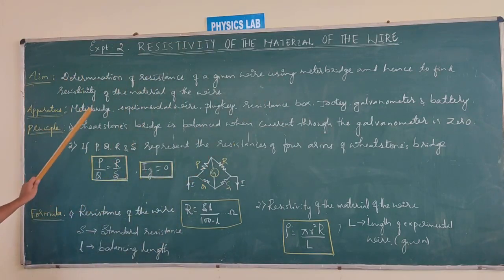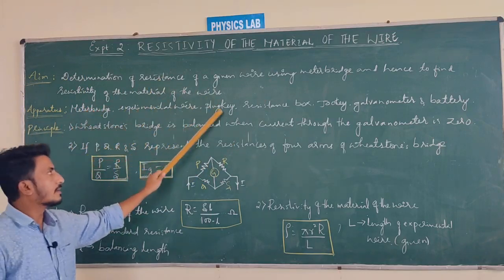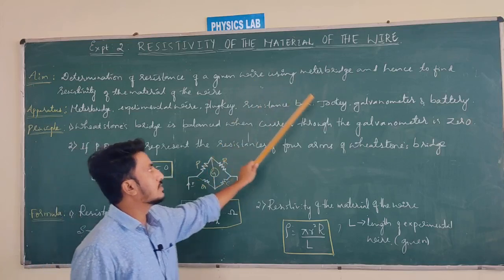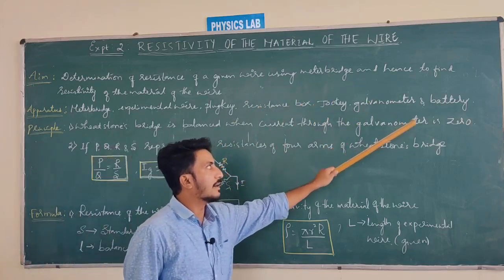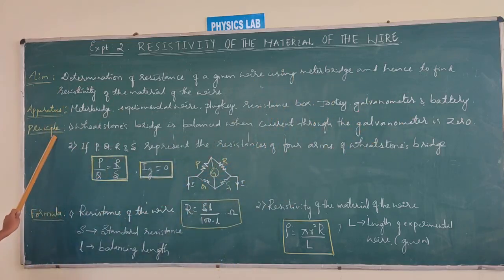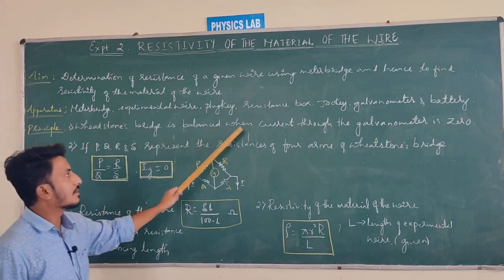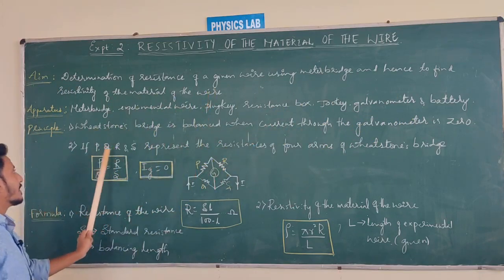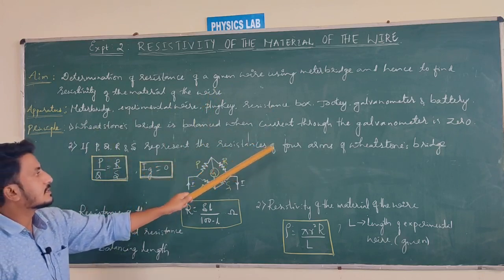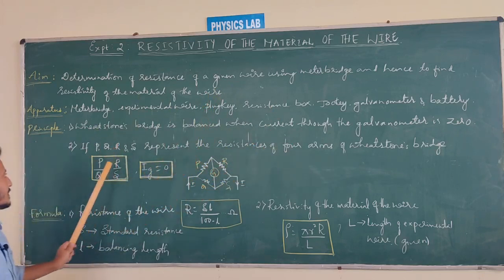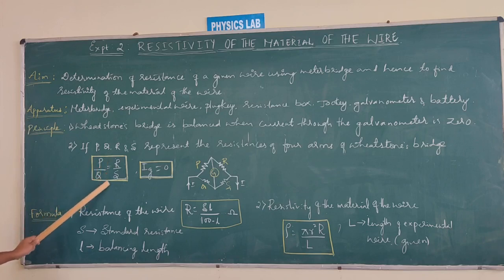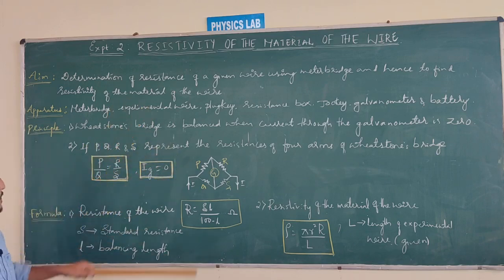Then the apparatus, what all things we require: meter bridge, experimental wire, plug key, resistance box, jockey, galvanometer and battery. Then the principle. The Wheatstone bridge is balanced when the current through the galvanometer is 0, and if P, Q, R, S represent the resistances of the 4 arms of the Wheatstone bridge, then P by Q equals R by S and the current through the galvanometer is 0. This is the balancing condition of the meter bridge.